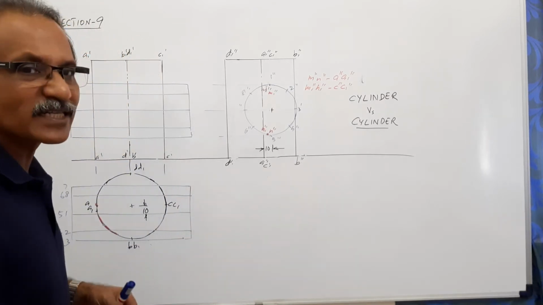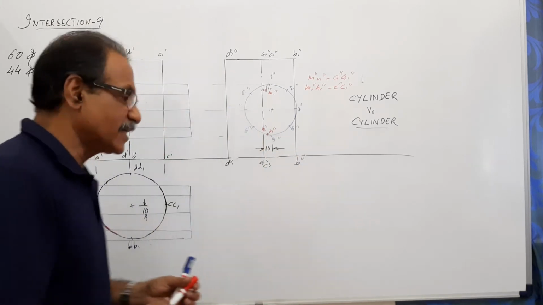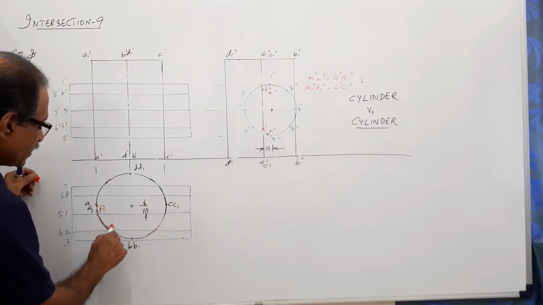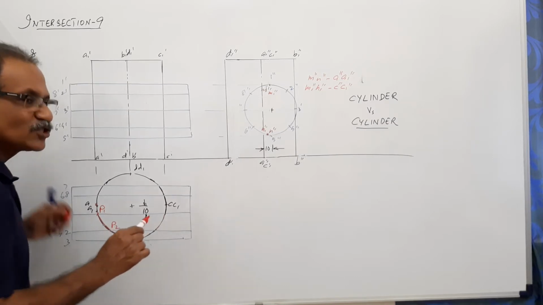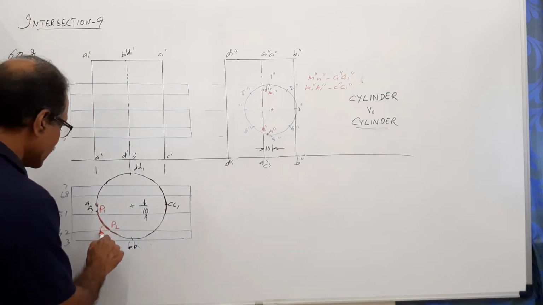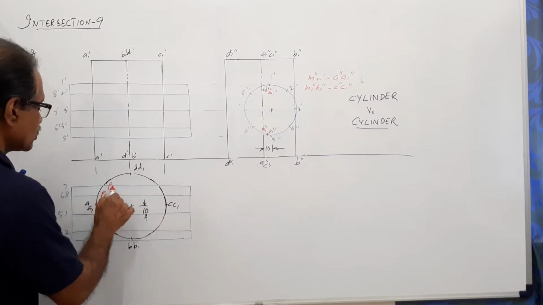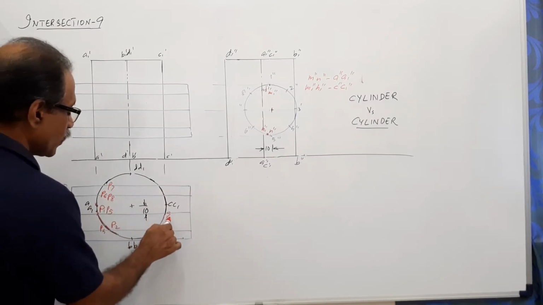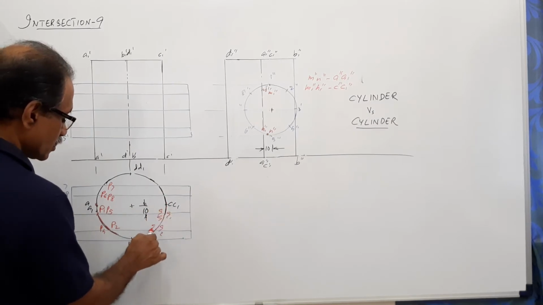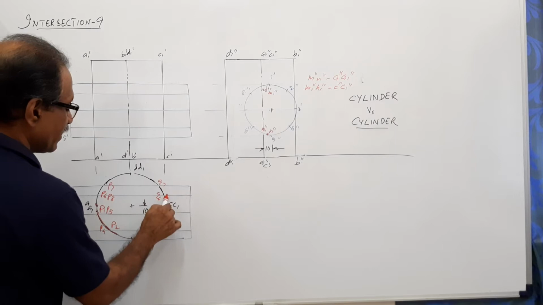Now let us mark the points where the horizontal generators of the horizontal cylinder cut the vertical cylinder. Where are they? The generator through 1 cuts it at P1. 2 cuts it at P2. 3, there is no point. The generator through 3 does not cut the vertical cylinder, so there is no point. P2 itself is P4, P1 itself is P5, then P6, P7, P8. Similarly Q1, Q2, there is no Q3, Q4, Q5, Q6, Q7, Q8.